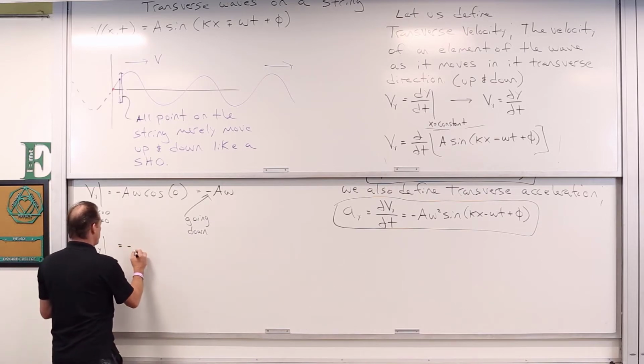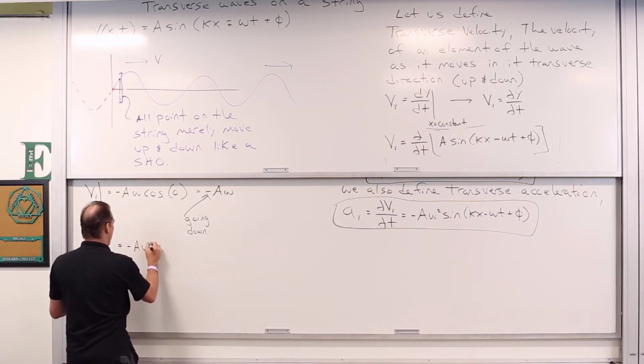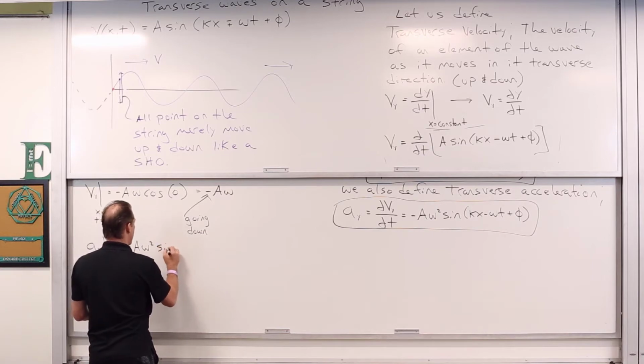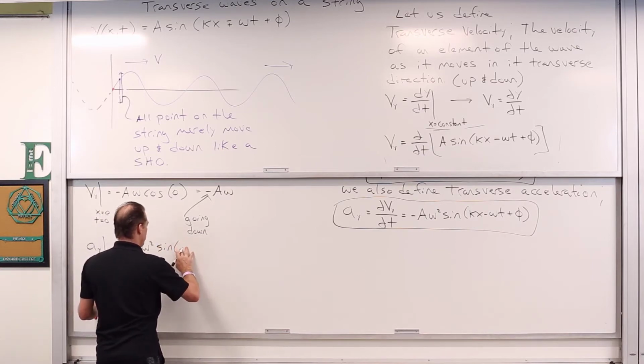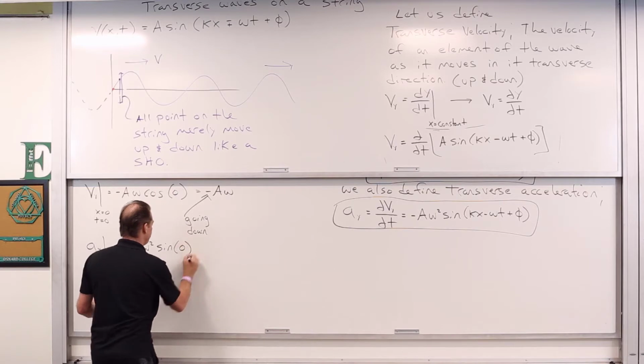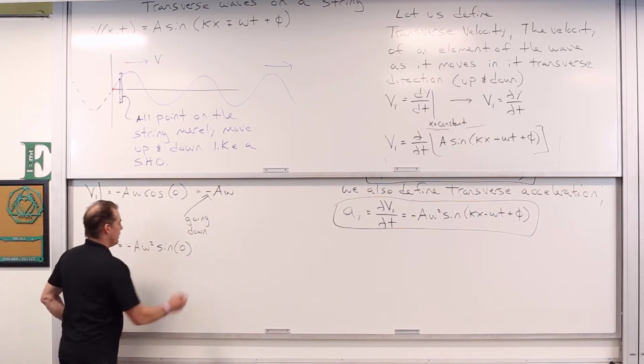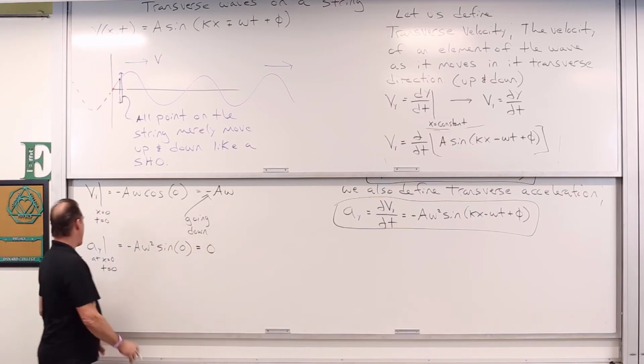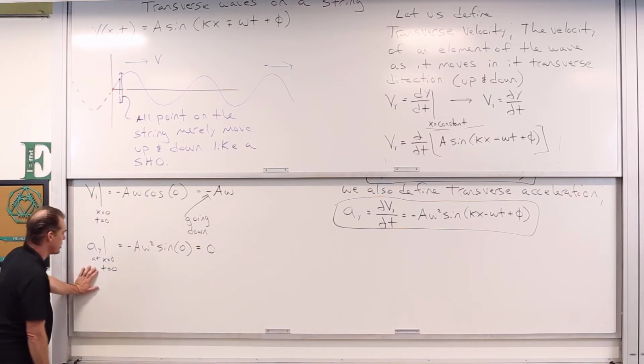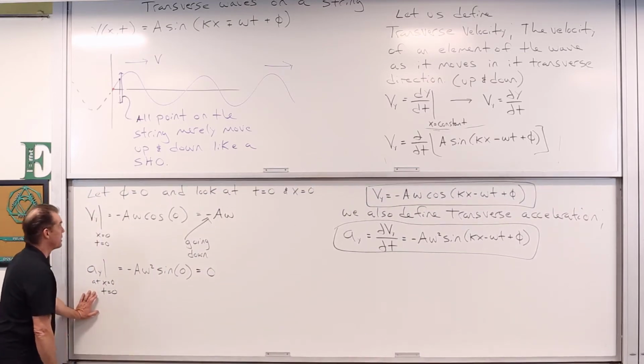Let us look at a sub y evaluated at x equals 0, t equals 0. A sub y is equal to negative a omega squared times sine of, well, now it's going to be sine of 0. Sine of 0 is not 1, it is 0. So this is going to be equal to 0. We have that at x equals 0, t equals 0, the acceleration is equal to 0.